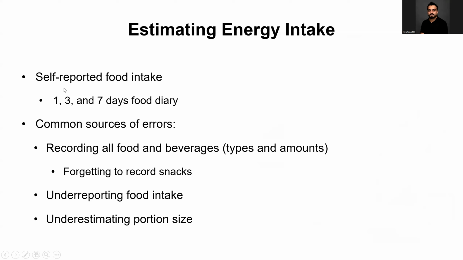And this self-reported food intake has some common sources of errors because it is self-reported, right? We can forget to record the snacks. We have to record all food and beverages, their types, their amounts. There can be some underreporting of food intake or underestimating portion sizes. So these are the common errors regarding self-reported food intake. But we can use this food diary for estimating energy intake.